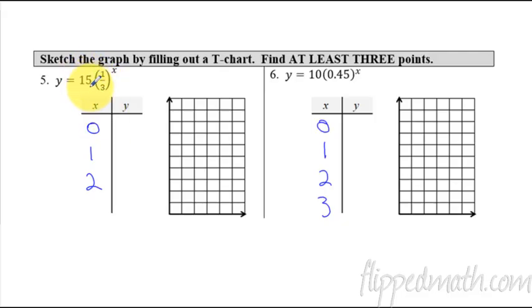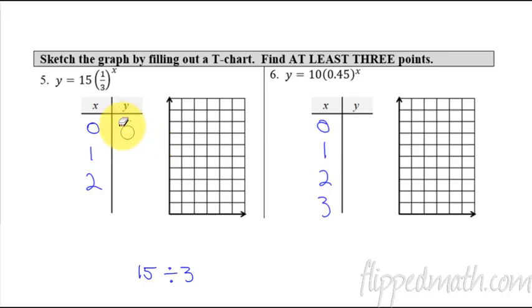Sometimes they're easy enough to do in your head. Sometimes you're going to need to grab a calculator. So 15 times 1/3, just let me write this down here so you know. That's exactly the same thing as just saying 15 divided by 3. It's the same thing as multiplying by 1/3. 15 divided by 3 is 5.